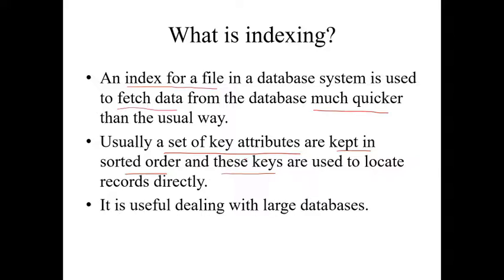So we are creating another file called the index file, and we keep two attributes in the file. The first attribute indicates the search key value, whatever we are selecting here, and the next entry will be the direct physical address of the particular record.